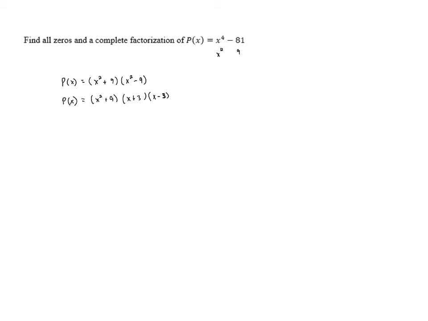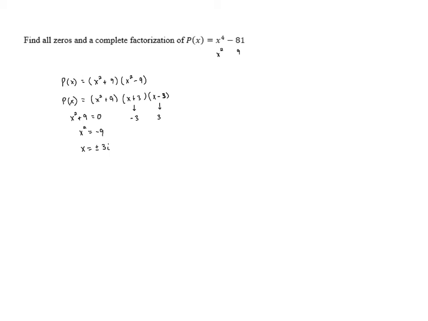We know that x minus 3 gives us a 0 of 3, and x plus 3 gives us a 0 of negative 3. To find the zeros that we get from x squared plus 9, we can set it equal to 0 and solve. If we subtract 9 from both sides, this gives us x squared equals negative 9. And applying the square root property, we get x equals plus or minus, what's the square root of negative 9? 3i. Remember that when we take the square root of a negative, we end up with an i.